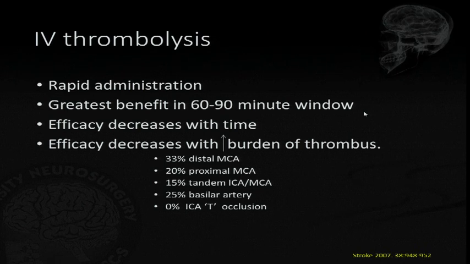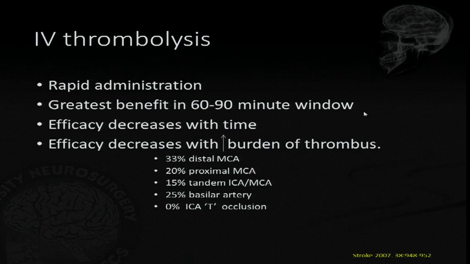It's very rapidly administered. Its greatest benefit is in the first hour and a half after the onset, which means most of the patients don't get that benefit. We know the efficacy will decrease with time, and we know the efficacy decreases with a large amount of clot. So if a patient has a known distal MCA occlusion, like we're talking M2, M3, only about a third of them will get reperfused with tPA. When it's M1, only 1/5 of them will get reperfused.